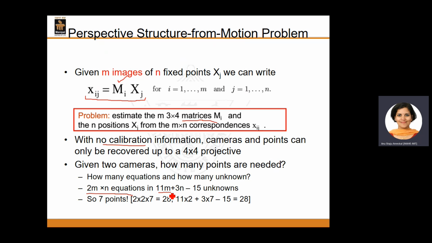And the number of unknowns would be 11M, because it's the projective camera that we are using, so you have 11 parameters for each camera. Then you have 3N, which is 3 parameters for each 3D point, and you have to subtract 15. Just like how we discussed in the case of the Euclidean and affine space, if we apply a projective transformation to the cameras and points, the reconstructed points would give us the same image points as the first case. So we can remove the degrees of freedom of the projective transformation, and therefore I get 11M plus 3N minus 15 unknowns. That means you need at least 7 points in order to find the solution for a projective SFM.